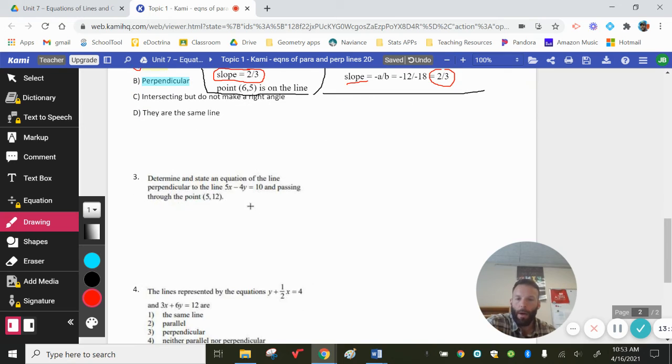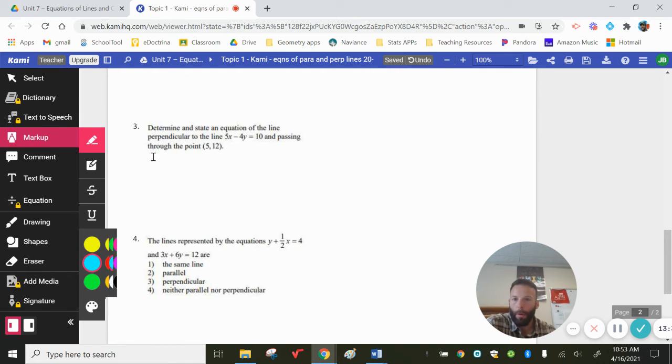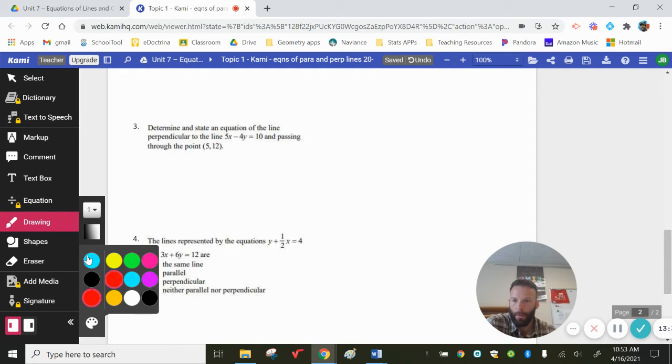Okay. How about question 3? Determine and state the equation for a line that is, it says right here, perpendicular. I can't highlight that, so let me use my drawing tool in blue. The line is perpendicular right here. So when I see perpendicular, I have to consider a negative reciprocal slope. It has to be perpendicular to this given line and passing through this point.